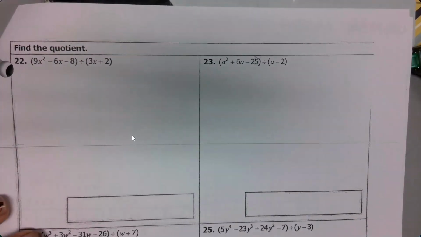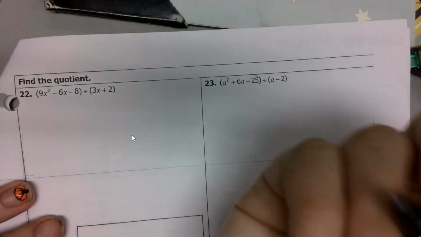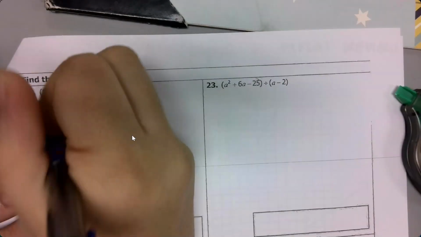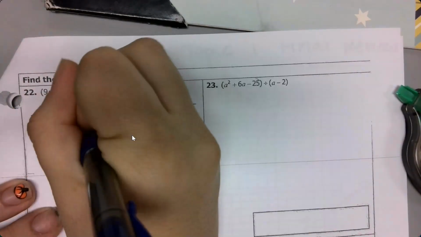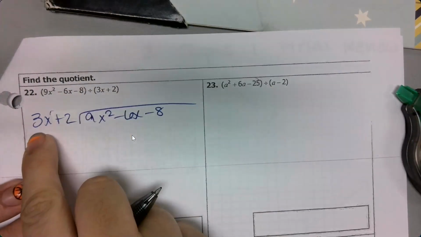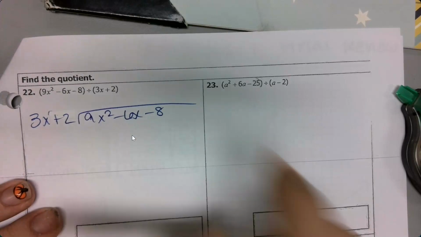Okay, last one wants me to find the quotient. On this one, I'm going to do long division since I have a number in front of my x. So I'm going to do 3x squared. Nope, not 3x squared. 3x plus 2. And I'm dividing into 9x squared minus 6x minus 8. I'm looking for what I can multiply 3x by to turn it into 9x squared. That is 3x.